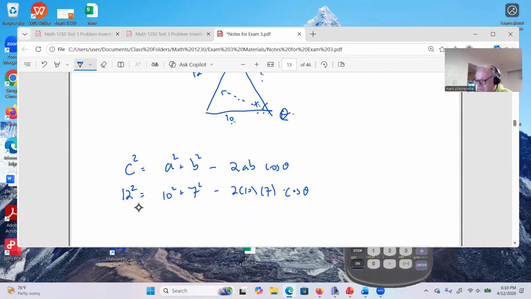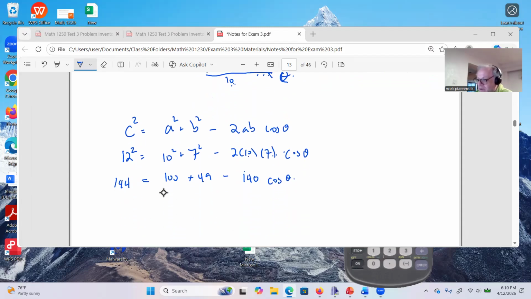We typed in our numbers, so we can start sorting out what's going to happen here. 12 squared is 144. We have 100, plus 49, minus 2 times 7 times 10, so it's minus 140 times the cosine of this angle. 2 times 7 is 14, 14 times 10. I don't know what the cosine is yet. So here's what we're going to have to do: subtract 100, subtract 100, and subtract 49, subtract 49, and then we'll see what we have.